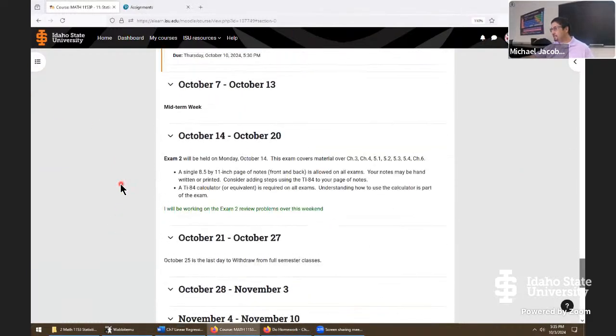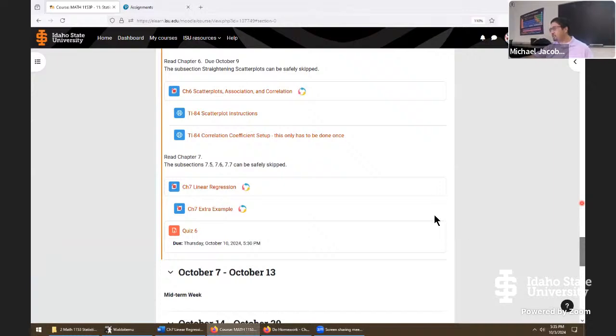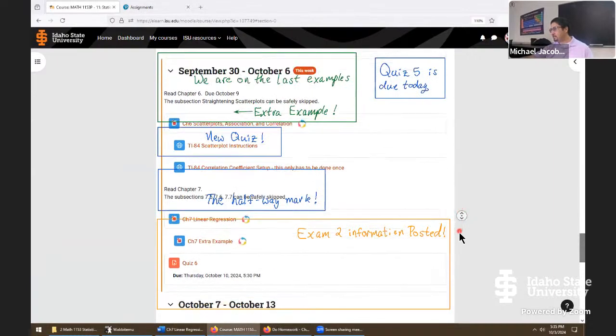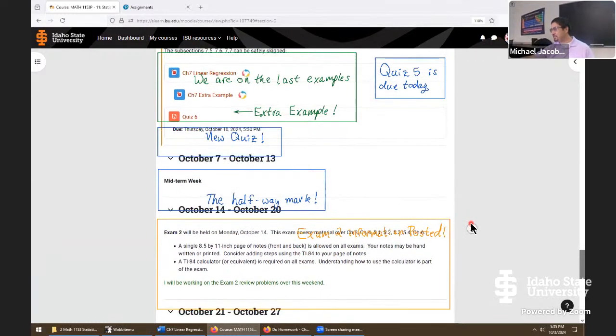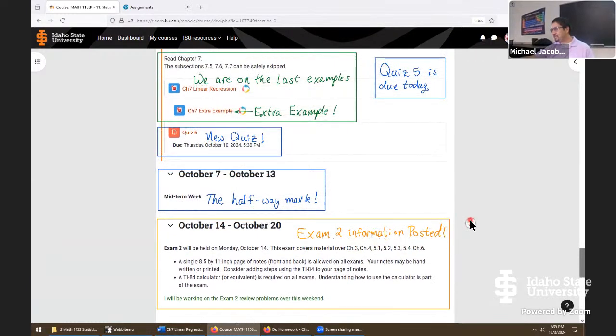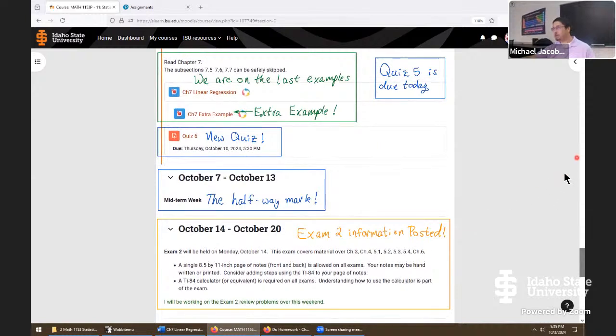And here's where we're at so far with the announcements. Once I get that, there we go. I like these boxes because I can put the annotation right where it was supposed to be. There it is. So here's our announcements for the day. Nothing too major for the current week that we're in, other than quiz 5 is due today, and we have our new quiz number 6 posted.